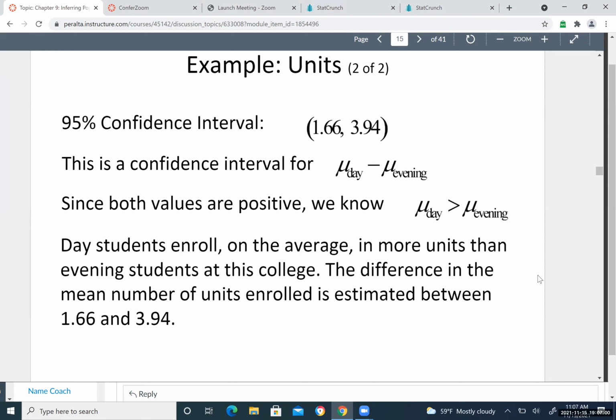So here is the interpretation. If I'm asking you to interpret, what does it mean for that interval? Then you're going to say, in your own words, you don't have to be exactly like this, day students enroll on average in more units than evening students at this college. The difference in the mean number of units enrolled is estimated between 1.66 and 3.94. Okay, this sentence is just from the prompt, just from the question they're asking you, that you just reply.